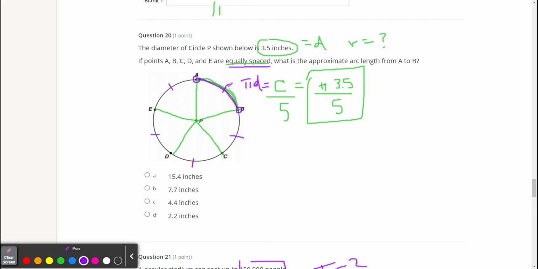Gianluca, number 20. If this circle is divided into 5 equal sections, we can find the circumference. So that's pi times 3.5, pi d, and then divide it by 5. So if you find the whole circumference, then you can divide by 5. So this would be the math you do in the calculator.